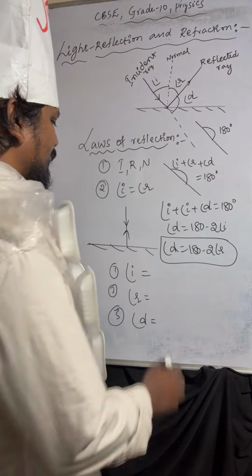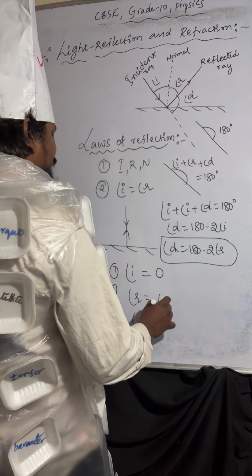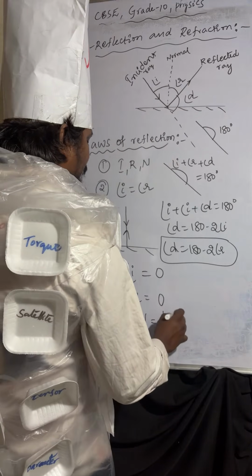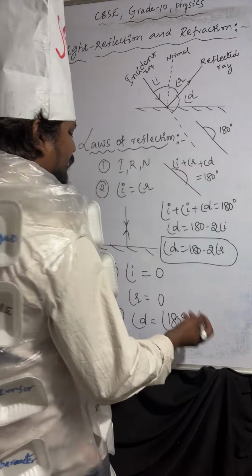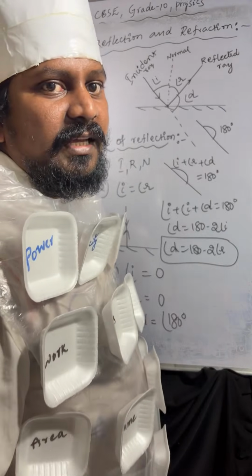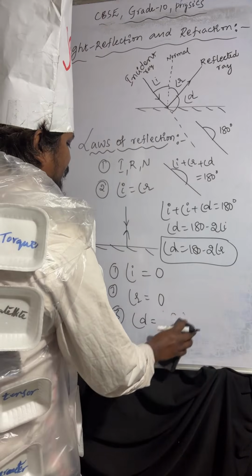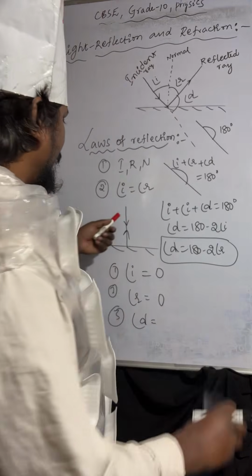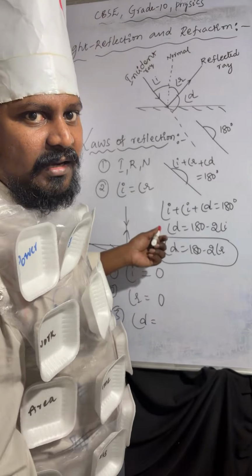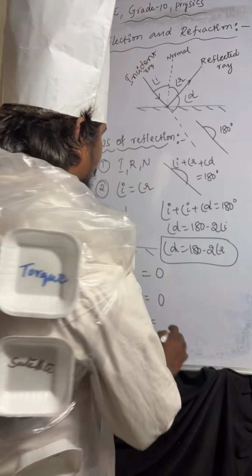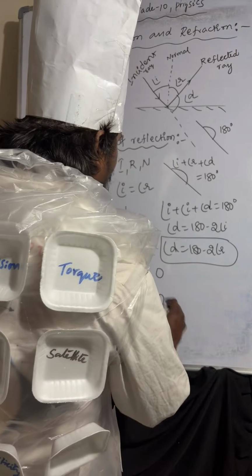So angle of incidence is 0. Angle of reflection is 0. Angle of deviation equals 180 degrees. How can you say that? Because what is the angle of incidence? The angle between the incident ray and the normal line. The incident ray is there, and the normal line is also in the same direction. So that's why the angle of incidence is 0.